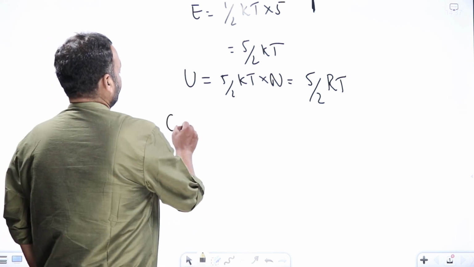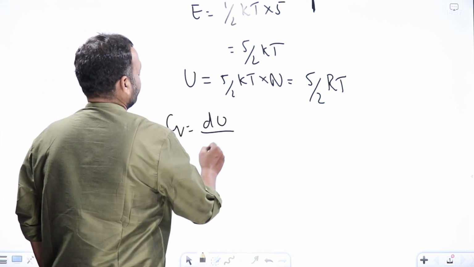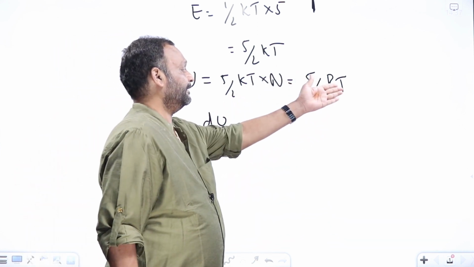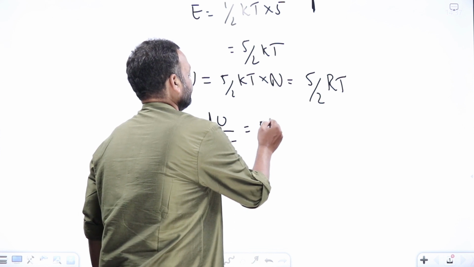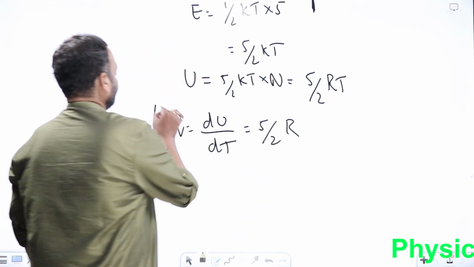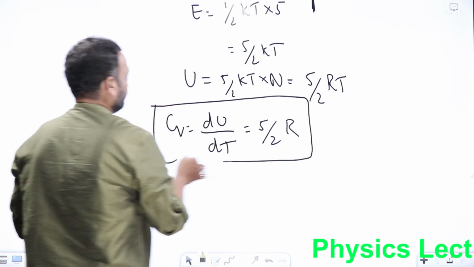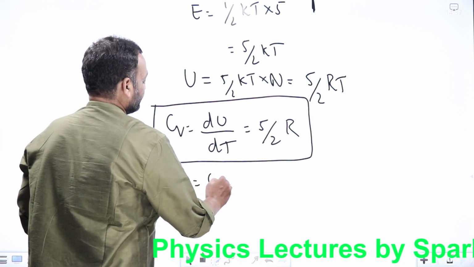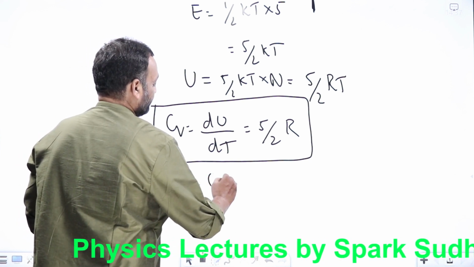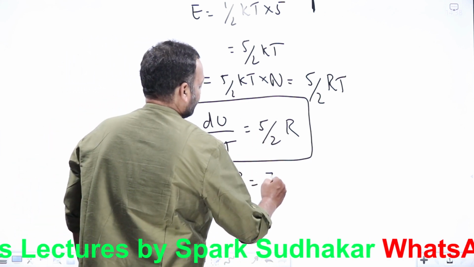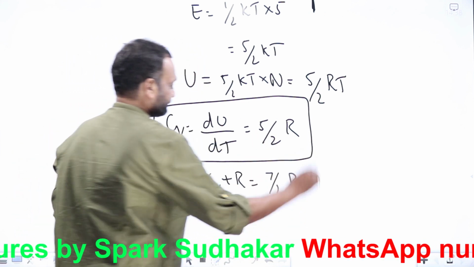Now what is the molar specific heat at constant volume as before? Cv equal to dU by dT. What is d by dT of 5 by 2 RT? Nothing but 5 by 2 R. So Cv for a diatomic gas, molar specific heat at constant volume, is 5 by 2 R. So Cp minus Cv equal to R, or Cp equal to Cv plus R, that is equal to 5 by 2 plus 1, nothing but 7 by 2 R.